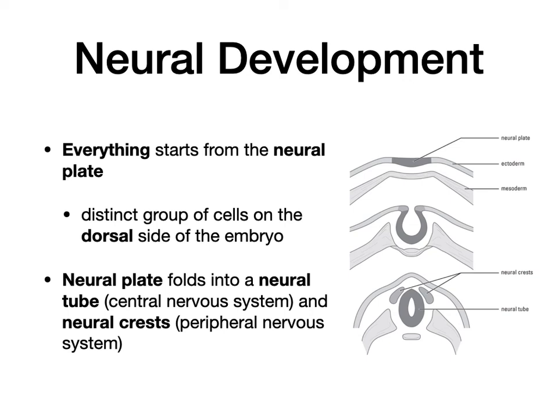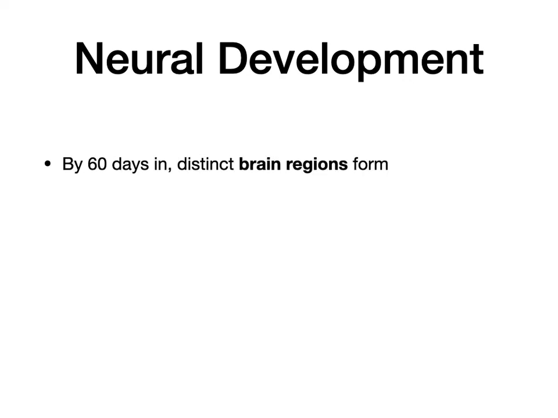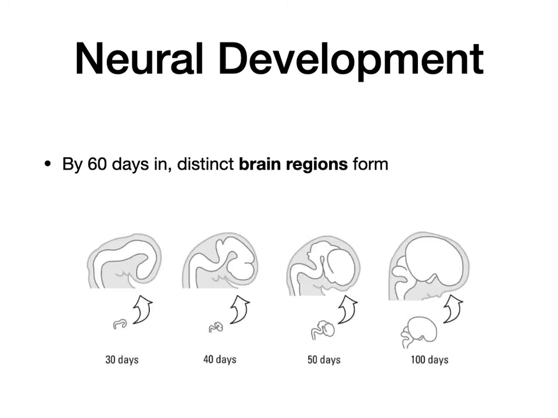So what are some good milestones to look at? By 60 days in, distinct brain regions start to form. So we can look at a little tag along here. At 30 days, the neural tube is kind of squirreled forward, and you see the sort of hunched, squishy shape of a baby there on the left. At 40 days, we start to see some more folding, some more shapes occurring. And by 100 days, we've got that brain shape.